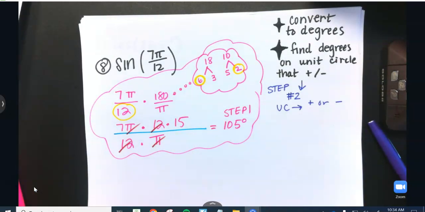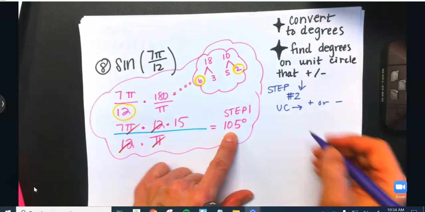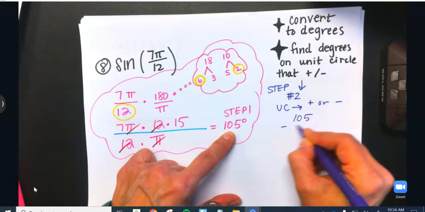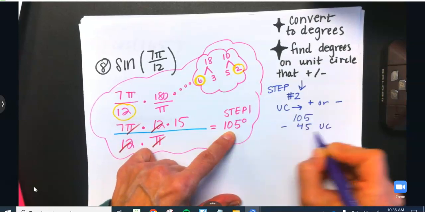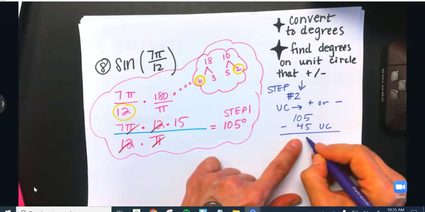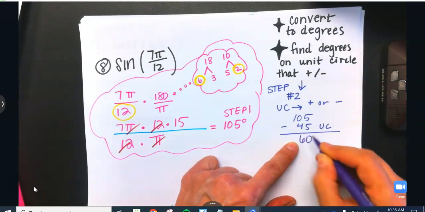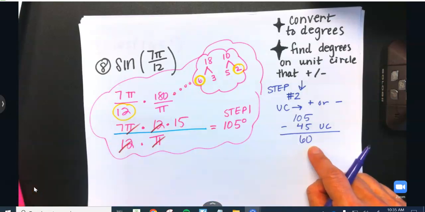All right, look. It's still not hard, guys. 105. What is in the last digits place of 105? Look at your unit circle. Do you have any degrees that end in a 5? Yes. What kind of degrees end in a 5? 135, 45, all of your pi over 4, right? Let's just subtract 45 from this. 105 minus 45, which is on the unit circle. What's 105 minus 45? Is 60 on the unit circle? That's it. You just scored.